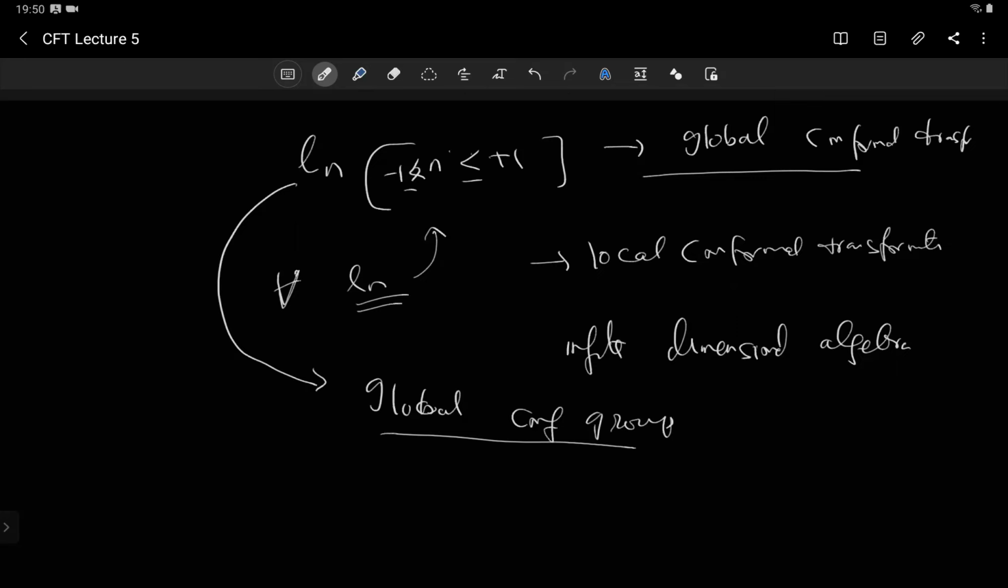But these local transformations, you cannot do that, because it will blow up at z equal to 0 or z equal to infinity. So the properties of groups will not be satisfied, because the inverse will not exist and so on. We will see that in other ways also.